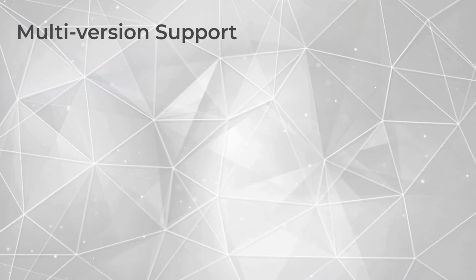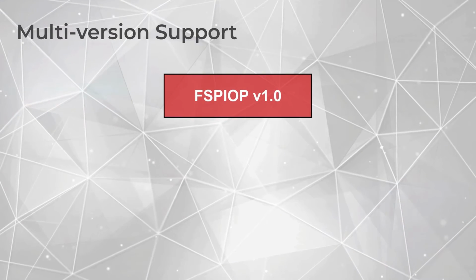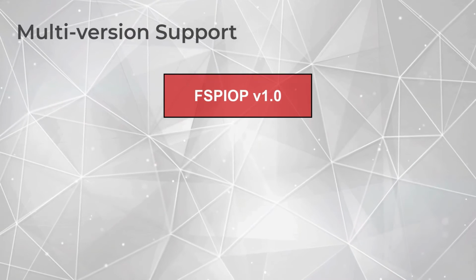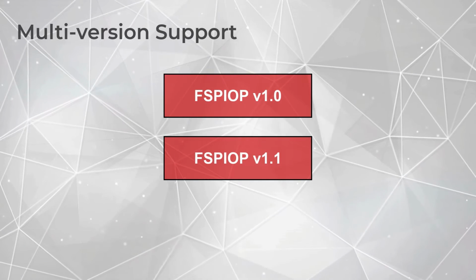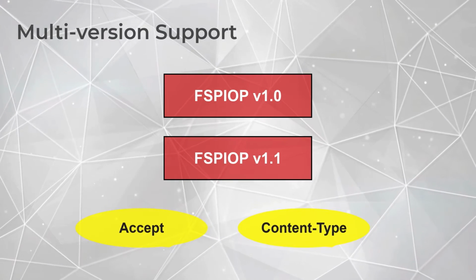We can provision multiple versions of FSPIOP API in the testing toolkit simultaneously. We already added FSPIOP version 1.0 and version 1.1. Testing toolkit can pick up the right version based on the accept and content type headers.